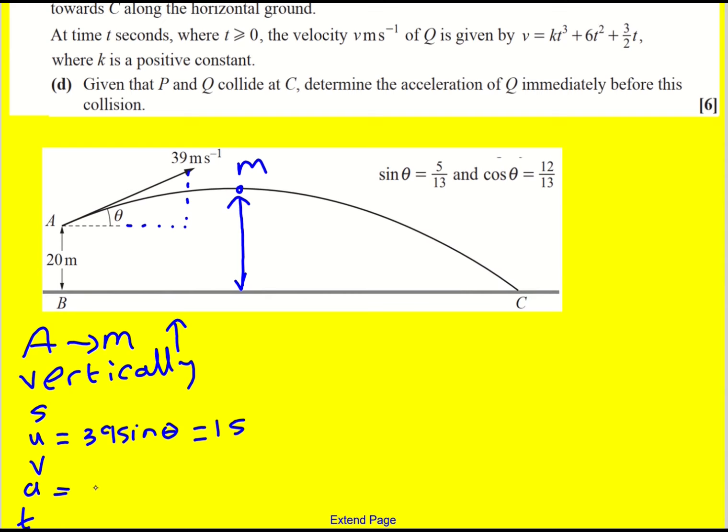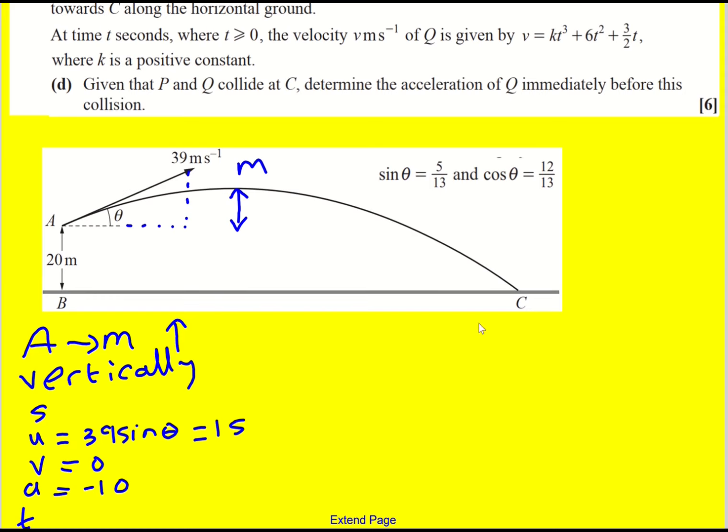A is acting down, so it's going to be minus 10. And at the maximum height, the final velocity is 0. It's not moving up or down at just that instant. That is going to be enough to work out S. I just want to highlight that actually we're not working out the one in blue at the moment. We're actually working out this. I feel like it's a bit confusing putting that on, so let me just say this is what we're actually working out for the moment.